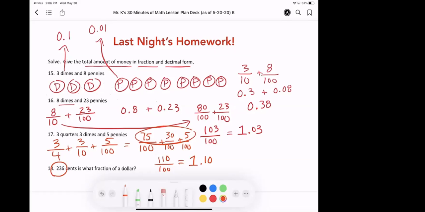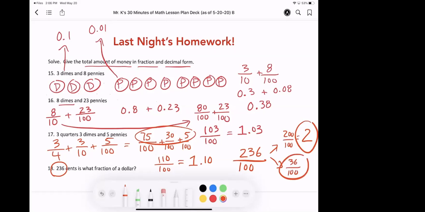236 cents is what fraction of a dollar? 236 cents. Well, that's 236 hundredths. I'm going to do some number bonds. If I did 200 hundredths, well, that's 2 ones or $2. And then I have 36 hundredths left. So I have $2.36. Fantastic. I've seen some excellent work coming in. Well done indeed.